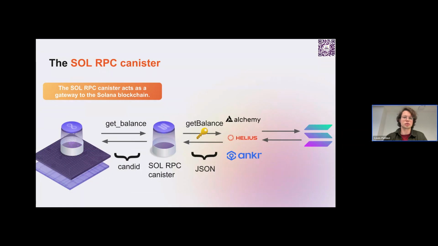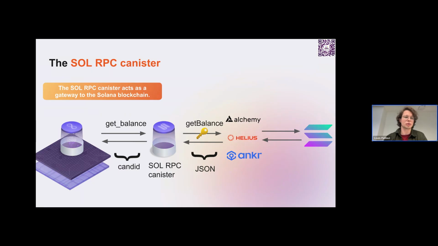So we provide the Sol-RPC canister, which essentially acts as a gateway to Solana. It's essentially a helper canister that does a lot of the heavy lifting for us. It allows canisters to interact with Solana via inter-canister calls. It essentially hides away the whole HTTP outcall aspect. And so here we have a little diagram of how this would look. On the far left, we have a normal canister. In the middle, we have the Sol-RPC canister.